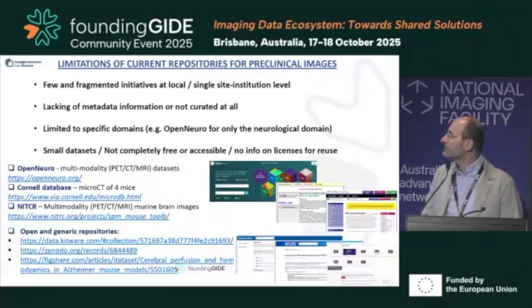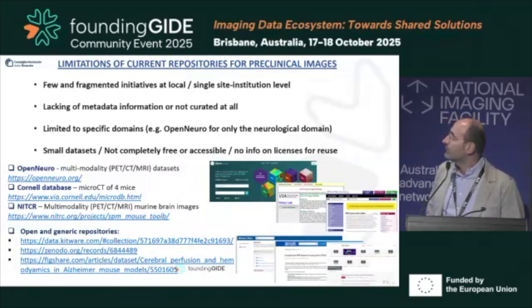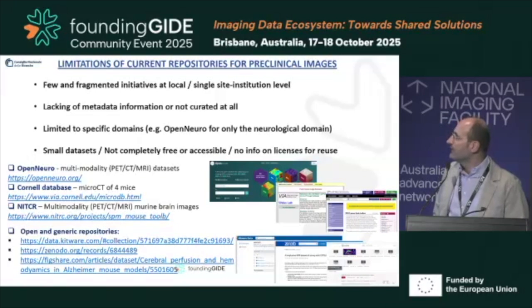At the same time, we also have a paucity of repositories. If you try to look for a preclinical image dataset, it's very hard. Usually you have a few initiatives, usually at a local or single institution level. Even if you find repositories, they may lack metadata information or they are not curated at all. Some of the repositories are limited to a specific domain, and some others may have small datasets or no information about the way in which you can reuse the data.